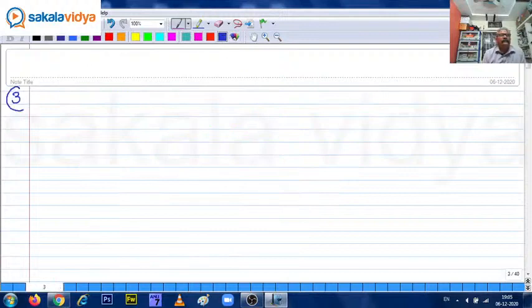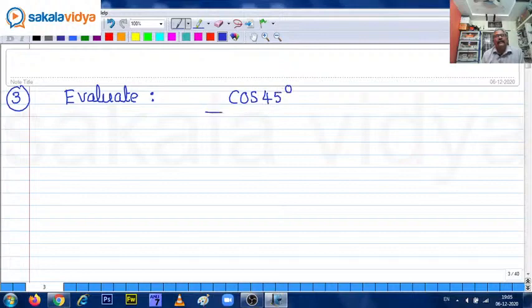Third problem. Evaluate cos 45 degrees upon secant 30 degrees plus cosecant 30 degrees. Cos 45 upon secant 30 degrees plus cosecant 30 degrees.